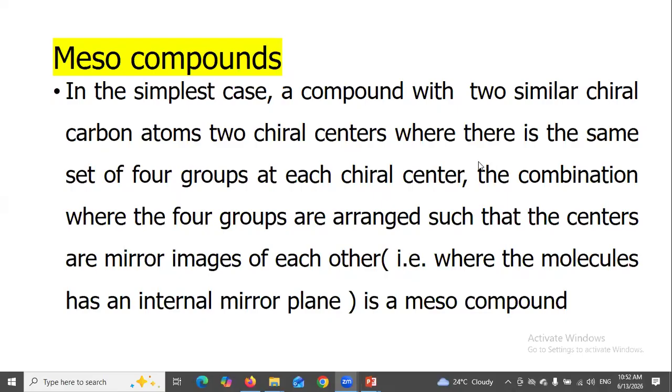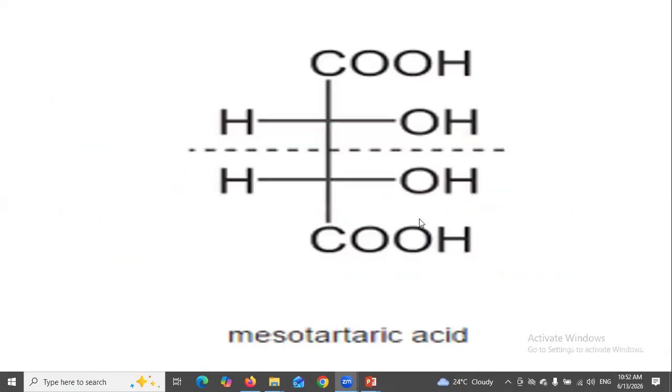In the simplest case, a compound with two similar chiral carbon atoms, two chiral centers, has the same set of four groups on each chiral center. The combination where the four groups are arranged such that the centers are mirror images of each other means the molecule has an internal mirror plane. That is the meso compound.